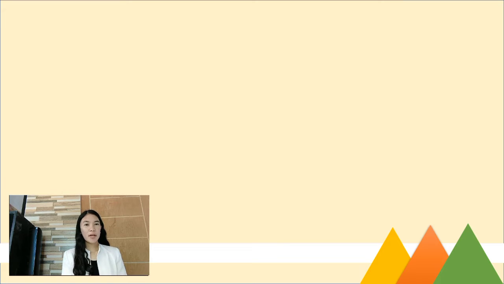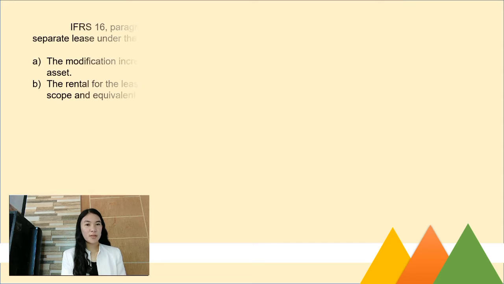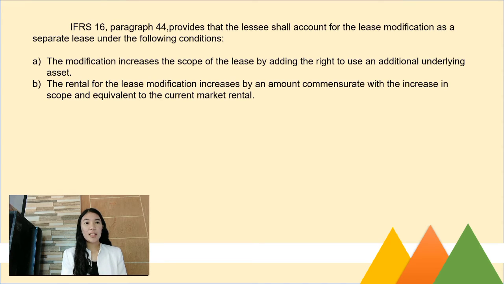So, according to IFRS 16, paragraph 44, the lessee shall account for the lease modification as a separate lease under the following conditions. If these two conditions are met, the lessee shall account for this lease separately. First condition, the modification increases the scope of the lease by adding the right to use an additional underlying asset. The second one is the rental for the lease modification increases by an amount commensurate with the increase in scope and equivalent to the current market rental.